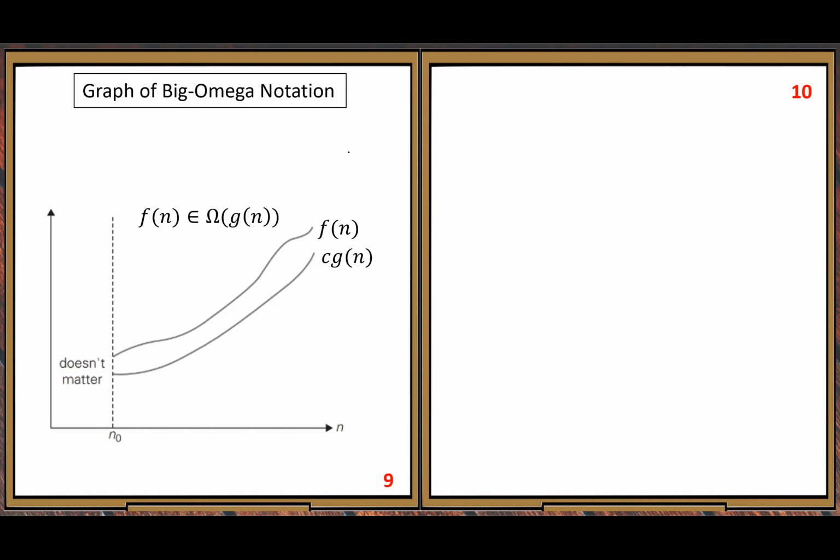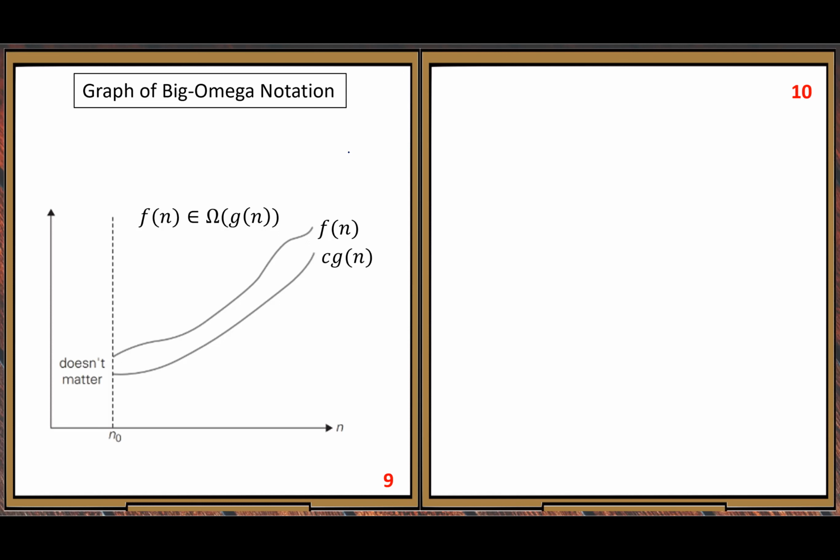And this n0 line, it doesn't matter. That means this part, n less than n0, doesn't matter. Why doesn't it matter? Let me repeat another time. Overhead occurs here. That's why it doesn't matter. We want to skip the overhead part.